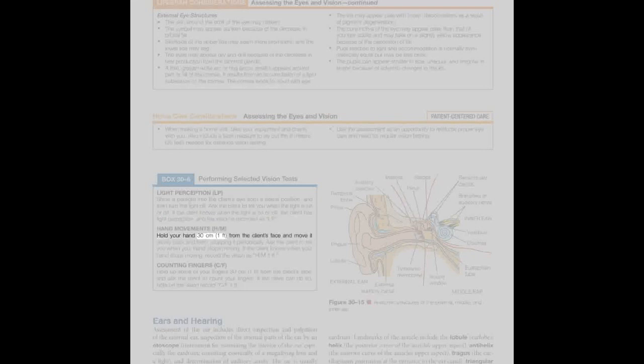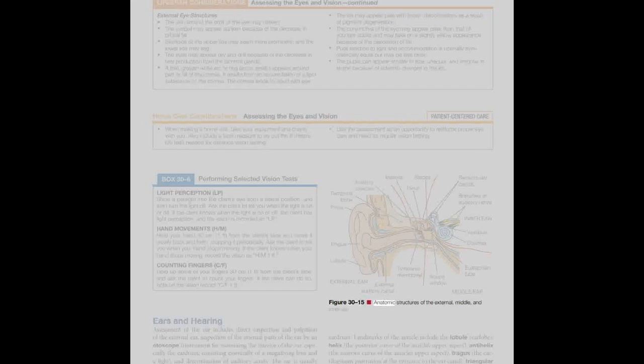Hold your hand 30 centimeters, 1 foot, from the client's face, and move it slowly back and forth, stopping it periodically. Ask the client to tell you when your hand stops moving. If the client knows when your hand stops moving, record the vision as H/M 1 foot. Counting fingers, C/F. Hold up some of your fingers 30 centimeters, 1 foot, from the client's face, and ask the client to count your fingers. If the client can do so, note on the vision record C/F 1 foot.